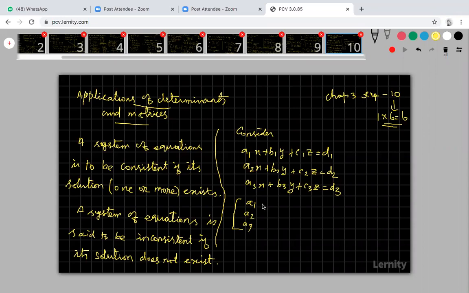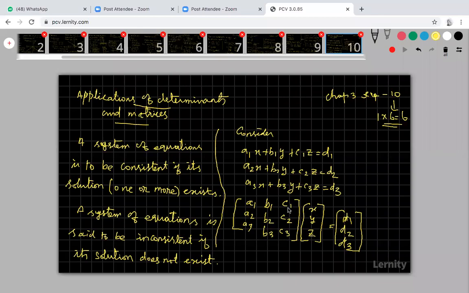Similarly, what are the coefficients of y? b1, b2, b3, and the coefficients of z, c1, c2, c3. These multiply the unknowns. What are the unknowns? x, y, z. So this is x, y, z equal to d1, d2, d3. Look at that: your a1, b1, c1, a2, b2, c2, a3, b3, c3.